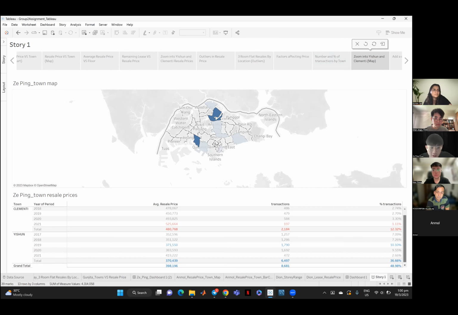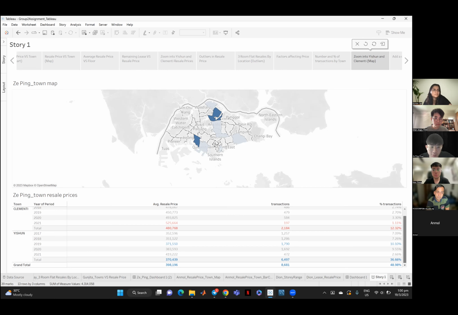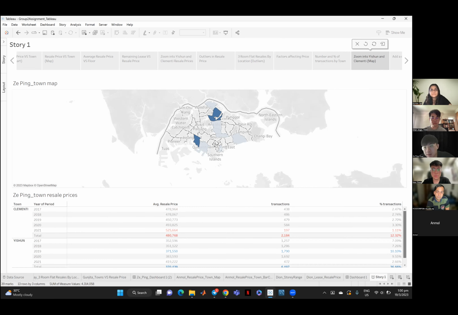So for visualization, you can use tables and other visuals to filter each other as well. Okay, so this will be the last visual in the story.